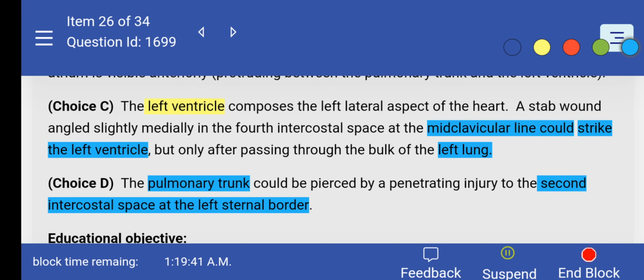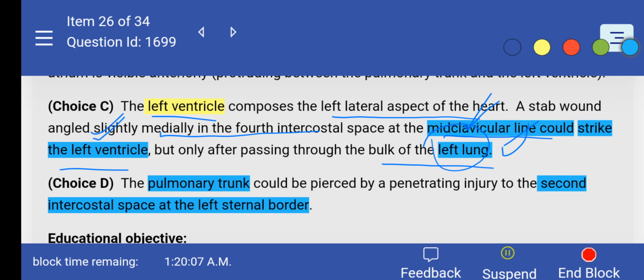Why not option C? Because the left ventricle composes the left lateral aspect of the heart. A stab wound angled slightly medially in the fourth intercostal space at the midclavicular line could strike the left ventricle, but only after passing through the bulk of the left lung. So in that case we would first injure the left lung, then reach the left ventricle. This is important.